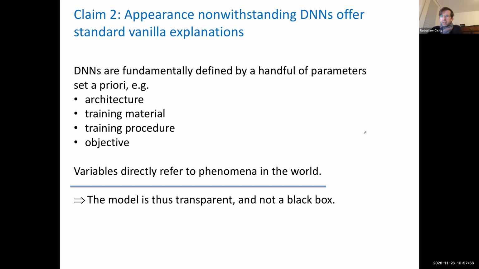We know the training material, the images that go in. We know the training procedure. So, when this output is more like a B and not like an A, then please look at the error between those and change the weights such that next time you see this A, it's more likely that the network says A. This is all fully specified. And we also know the objective, what this thing was supposed to learn. And at this level, these variables directly refer to phenomena in the world. The training material is just a set of images on your hard disk. That's clearly what's there. The architecture is also clearly fully defined. So therefore, the model at this level is fully transparent and it's not a black box.